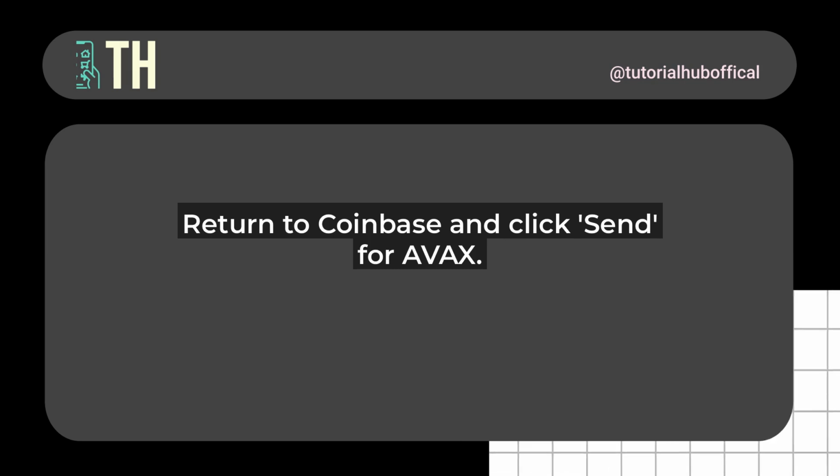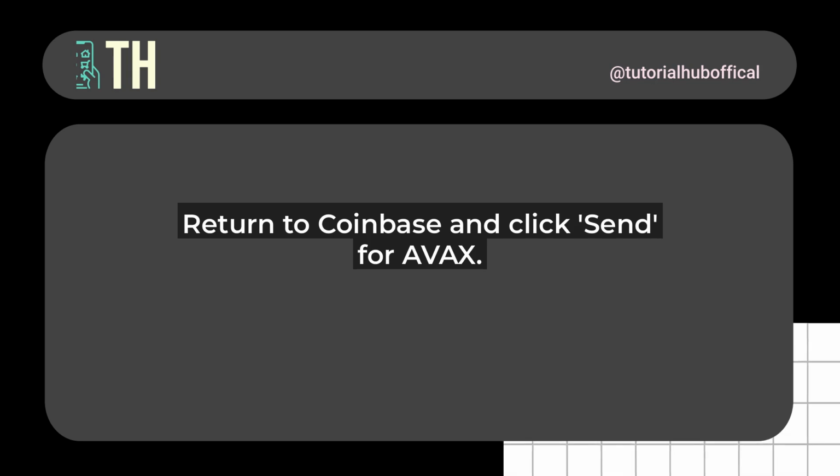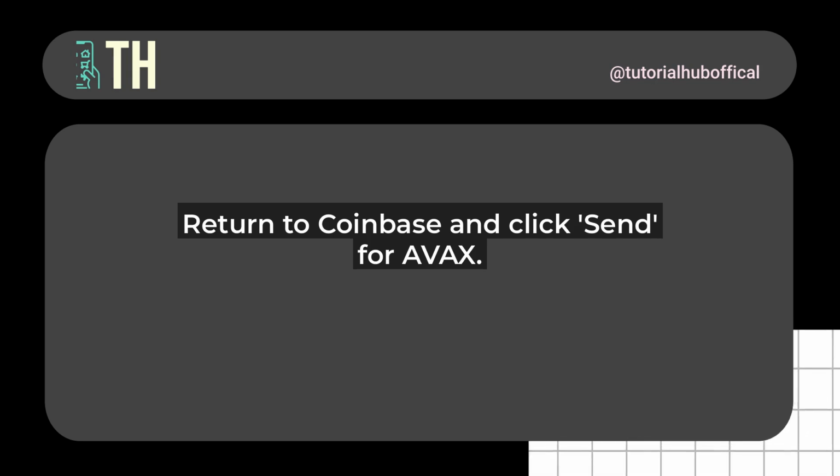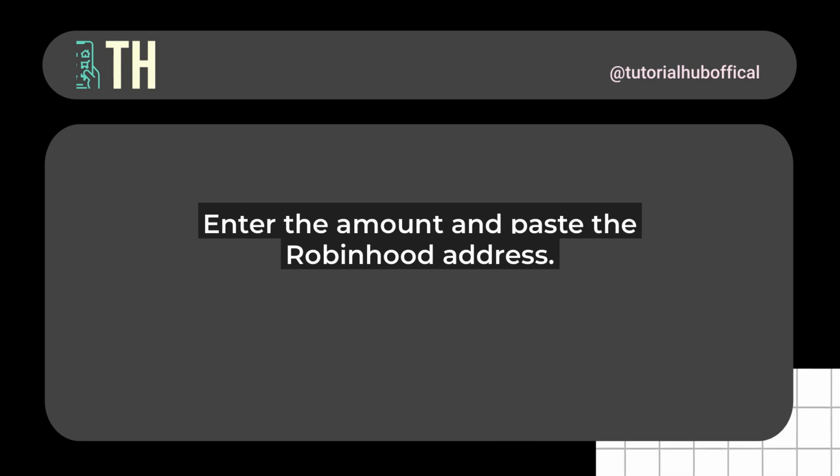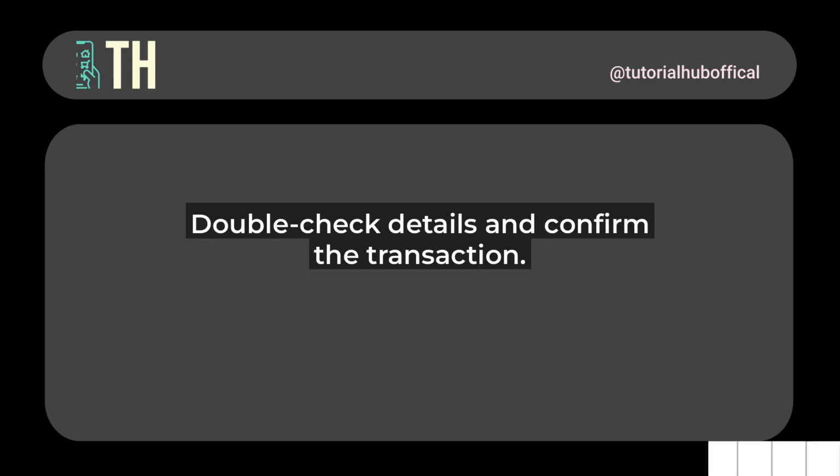Now, back in Coinbase Wallet, click on the Send button for your AVAX. Enter the amount you want to transfer, making sure it's less than your available balance minus any network fees. Paste the Robinhood wallet address into the recipient field, and double-check it for typos. Add a note if you want, then hit Confirm, and approve the transaction with your wallet's security features, like Face ID or a PIN. After that, sit tight for a few minutes.